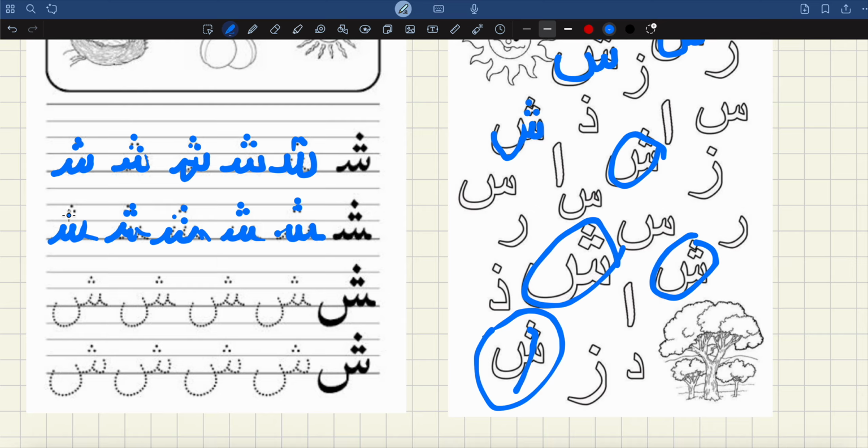Like this. Okay. Now 3 dots. And now the letter Shin in the end of a word, connected or not connected. Connected, like this will be written, 3 dots.